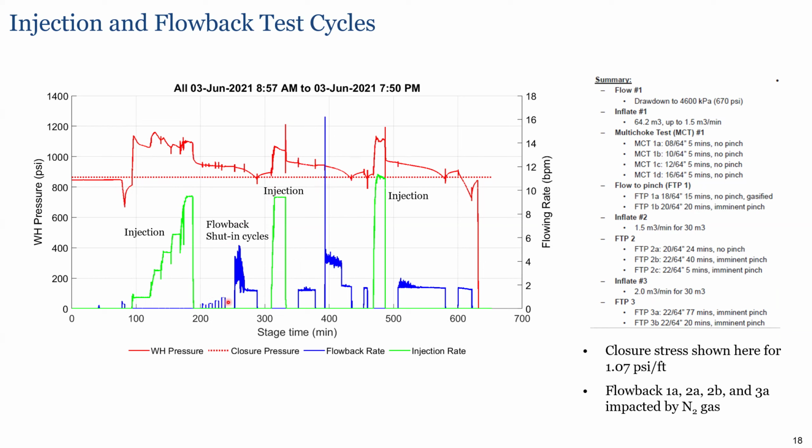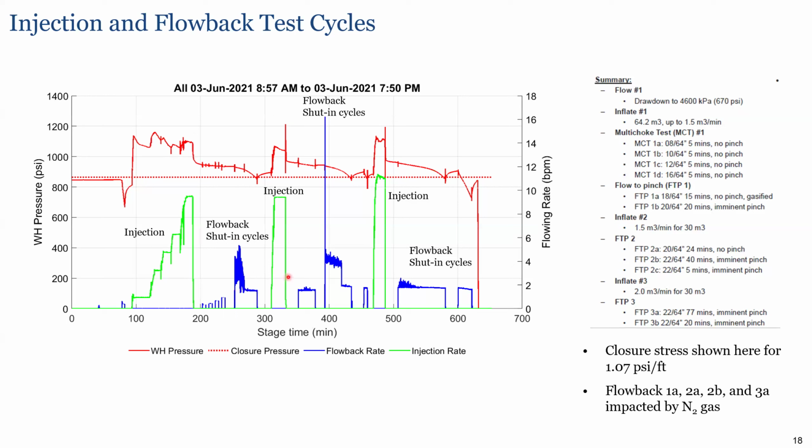And then during the flowback cycles, which flow back at different rates due to different choke sizes, there's a drop in the wellhead pressure, even at some points showing this kind of pinching behavior. Here's another kind of pinch. Note there's these big bumps in the flowback rate. That's due to some nitrogen gas that was in the well.